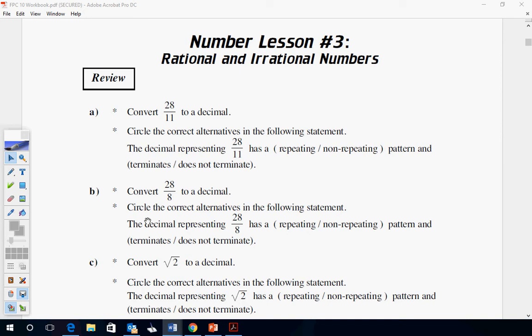Rational and irrational numbers. It says convert 28 over 11 to a decimal. Circle the correct alternatives in the following statement. So go ahead in your calculator if you have it handy, just put 28 divided by 11, and then label that as repeating or non-repeating pattern, terminates or does not terminate.